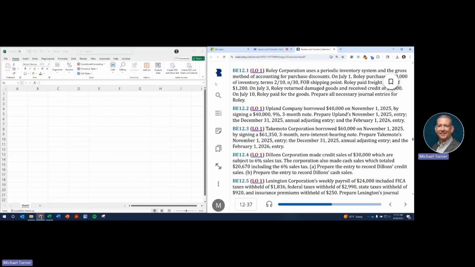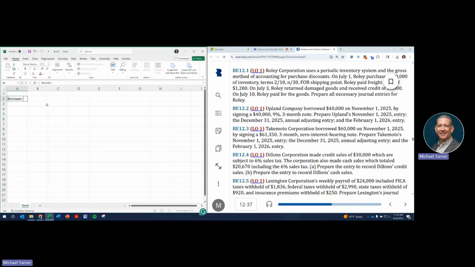We're going to work brief exercise 12.3 from chapter 12. Let's read the problem, understand what's involved, take some notes, and then solve the required items. So Takamoto Corporation borrowed $60,000 on November 1st, 2025 by signing a $61,350 3-month zero interest-bearing note. We're asked to prepare Takamoto's November 1st, 2025 entry, the December 31st, 2025 annual adjusting entry, and the February 1st, 2026 entry. Let's take some notes.